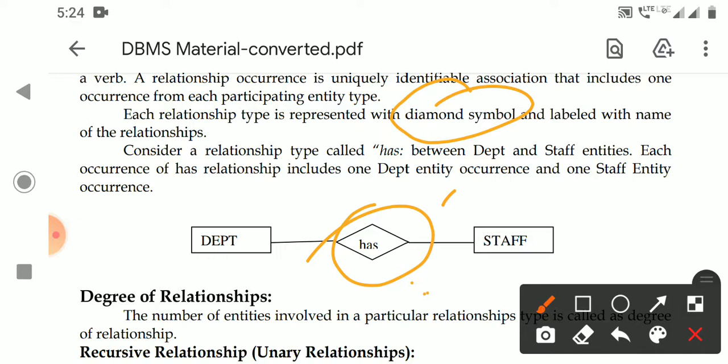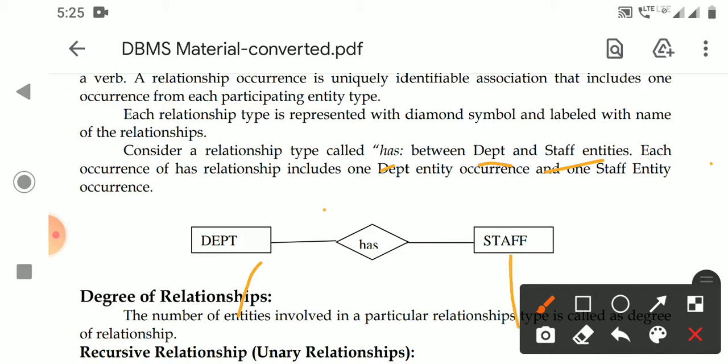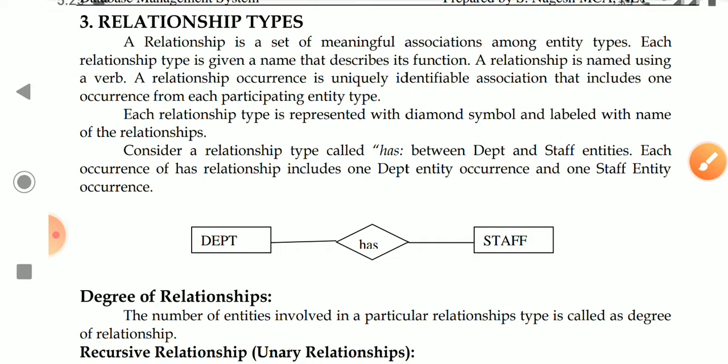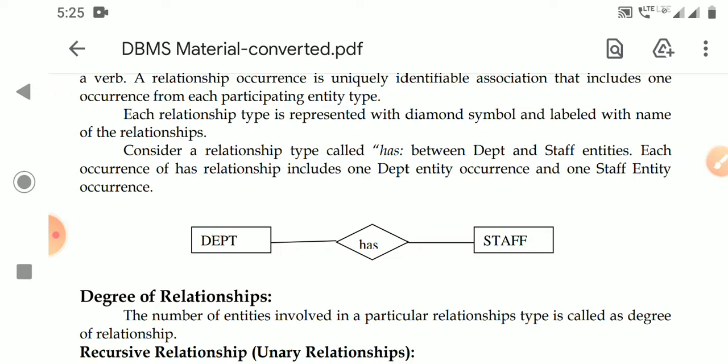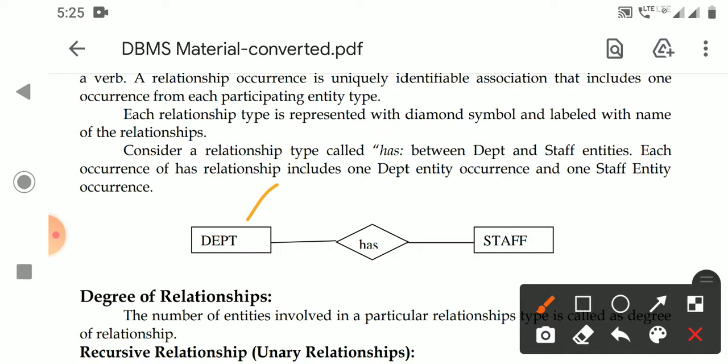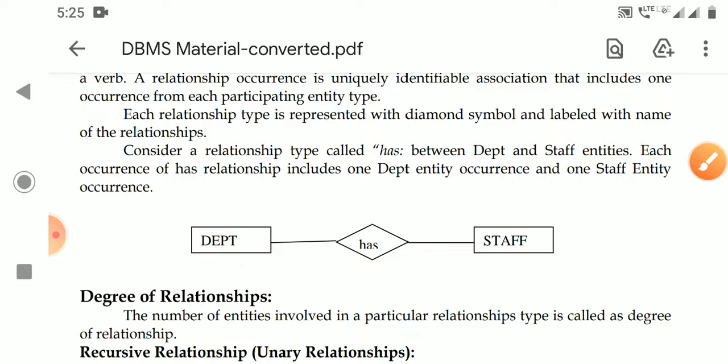So that is a relationship. For example, consider a relationship type between department and staff entities. Here each occurrence of the relationship includes one department entity occurrence and one staff entity occurrence. Department, DEPT, is an entity represented with a rectangle symbol. Staff is an entity type, also represented with a rectangle symbol. There is an association between these two entities, so we represent it with a diamond symbol connected to the entity types. So this is a relationship type.